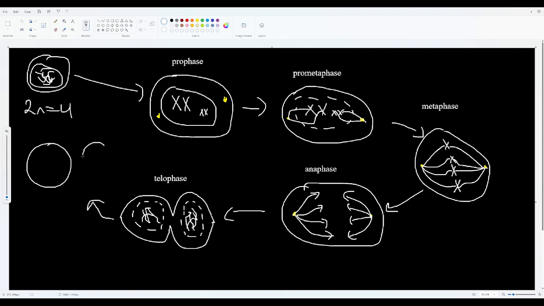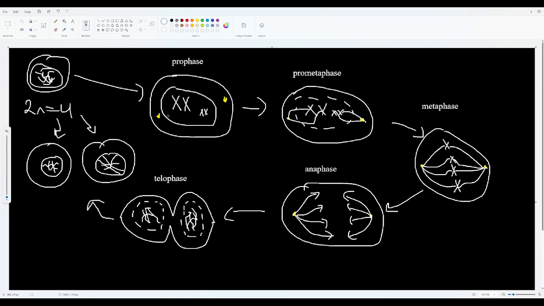And then we end up with two. Look at that circle. That's really good. We end up with two circles. Sorry, we end up with two cells that are pretty much identical, have the same amount of genes, the same amount of chromosomes, and now they're pretty much exactly the same as what we started with. So these are both 2n equals 4. So that was mitosis.